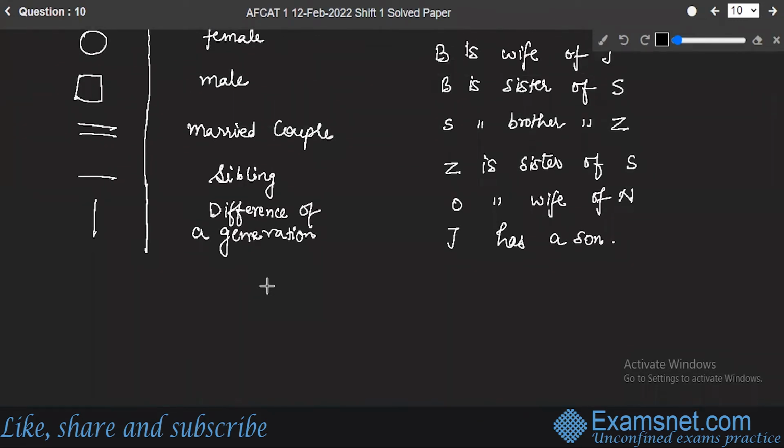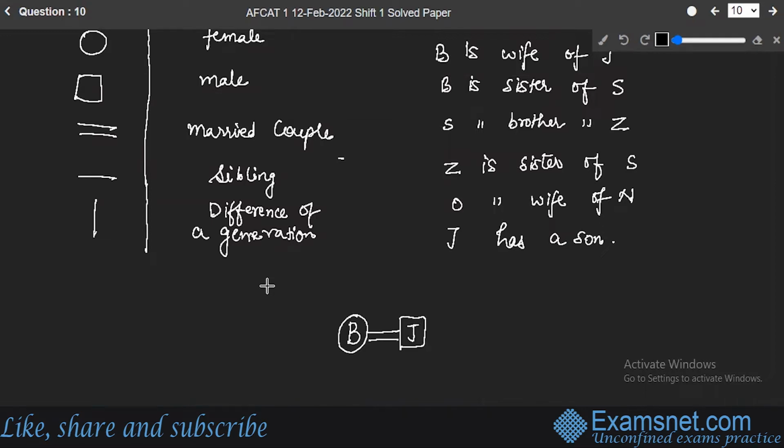First of all, it's given B is wife of J. So if B is a wife, that means B is a female. I'll put B in a circle. It is wife of J. That means they are a married couple, right? So I'll put a double line over here. And of course, J is a male. So it comes like this, right?